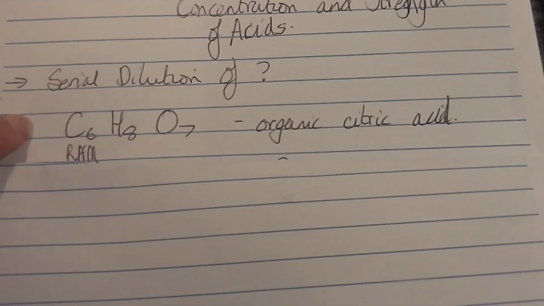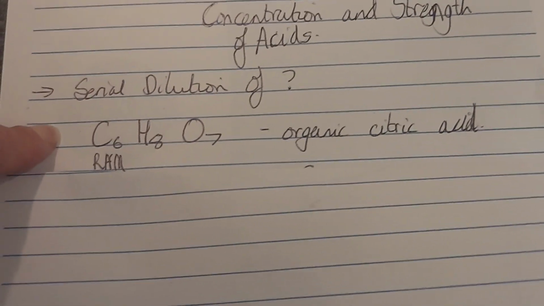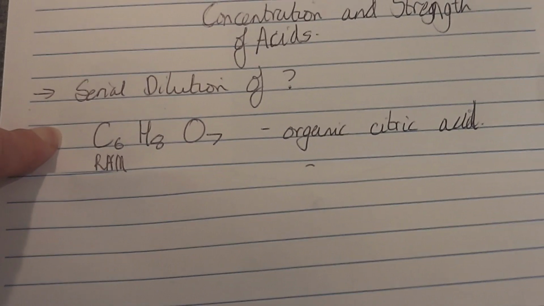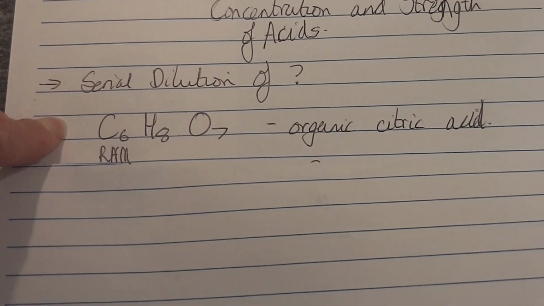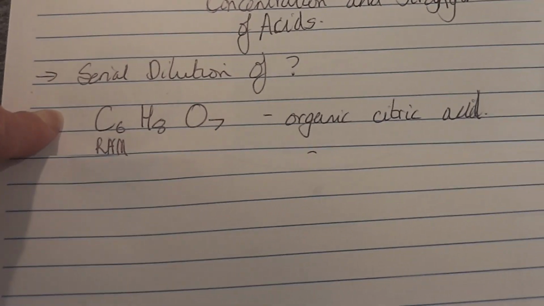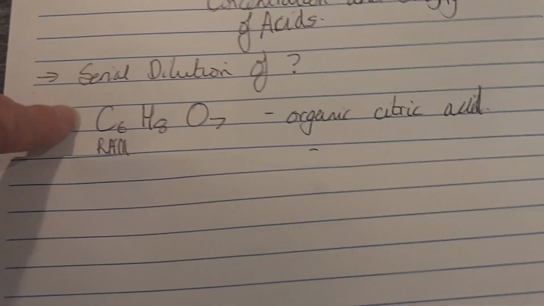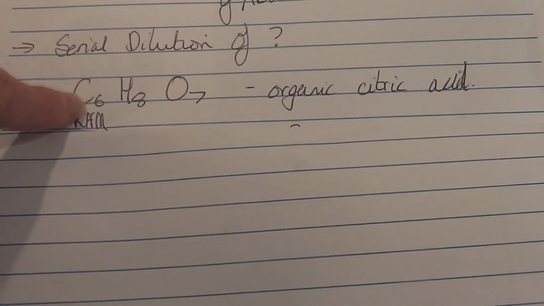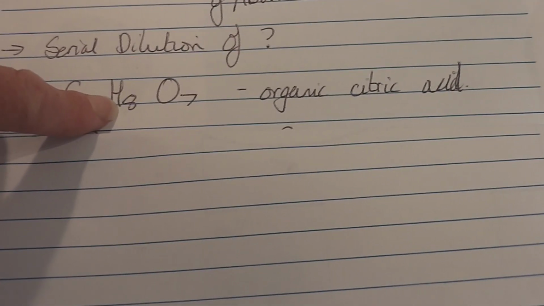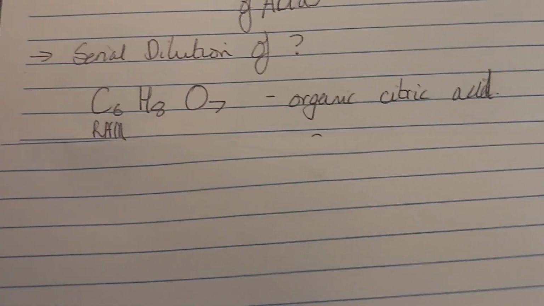This here you looked up for me online earlier. Yes. What is it? It's citric acid. So that is the chemical formula for citric acid. It tells us how many carbons we've got, which is 6, how many hydrogens we've got, which is 8, and how many oxygens we've got, which is 7.